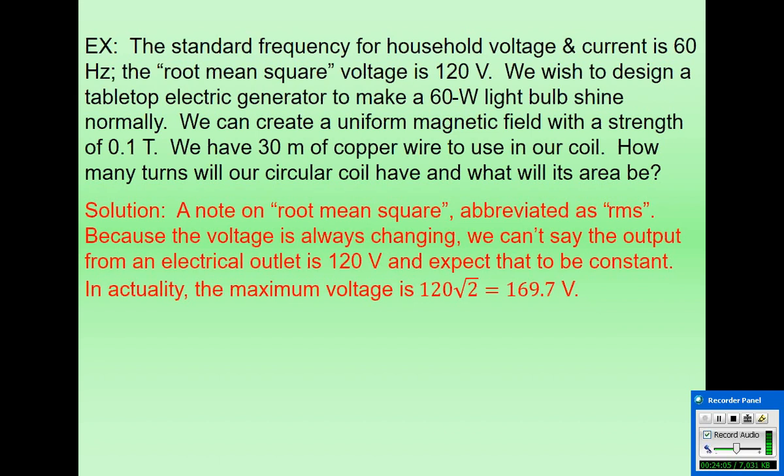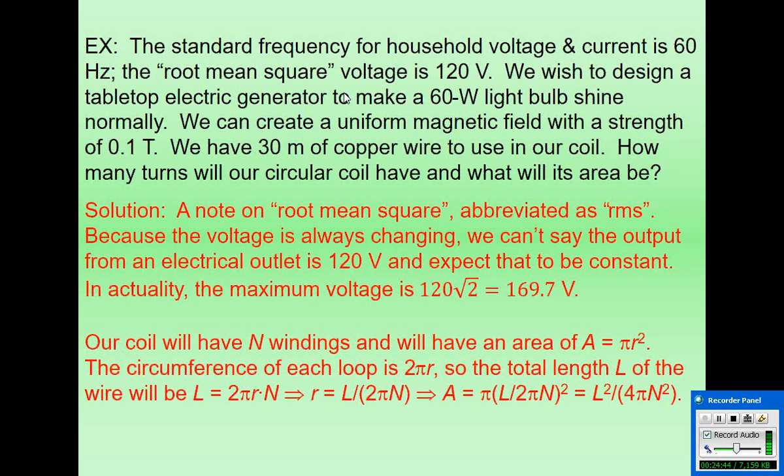What we want to do is take 30 meters of copper wire to create a coil. This coil will rotate in an external uniform magnetic field of 0.1 Tesla. And the question is, how many turns will our coil have, assuming it's circular, and what will the area of this coil be? So we know that the maximum voltage, at least you can just trust me on this for the time being, is 169.7 volts.